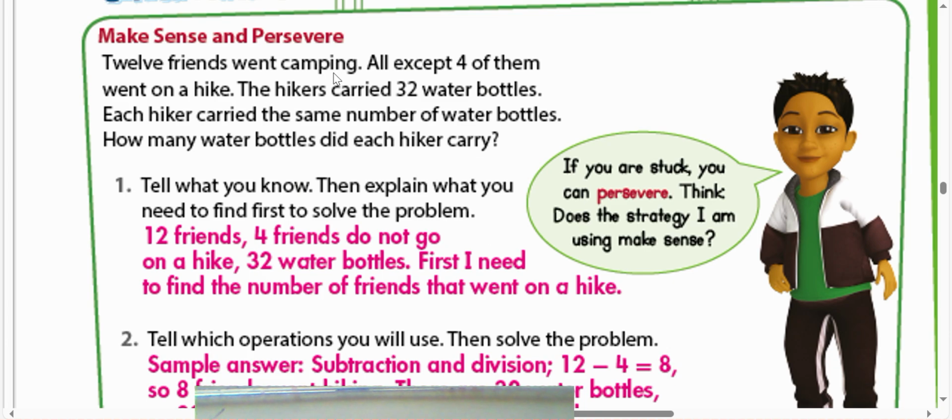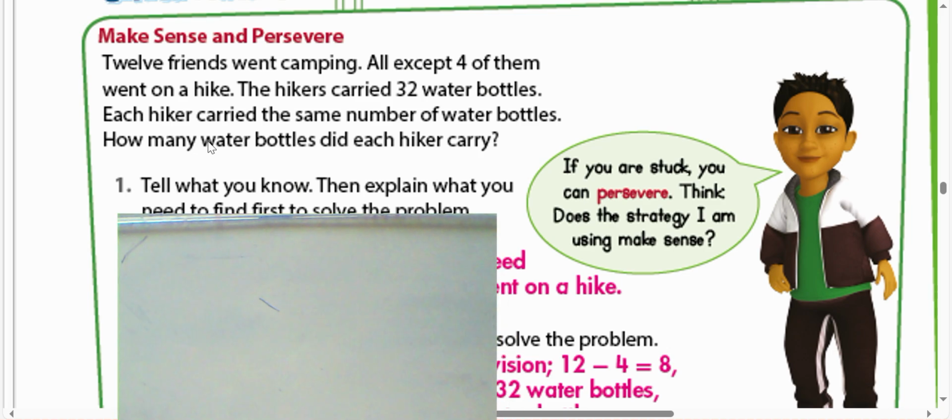12 friends went camping. All except 4 of them went on a hike. The hikers carried 32 water bottles. Each hiker carried the same number of water bottles. How many water bottles did each hiker carry? We know 32 divided by 4 equals 8. You can think about the tables, okay?